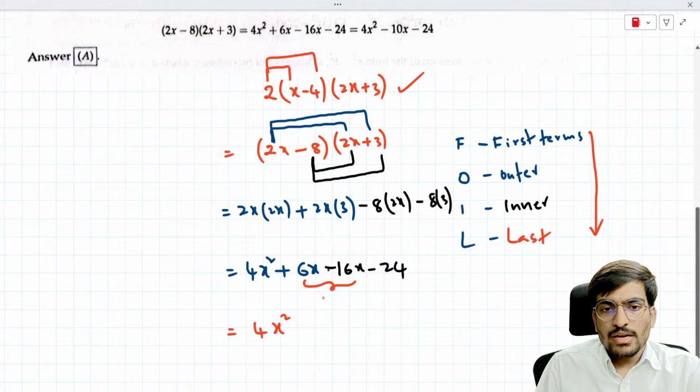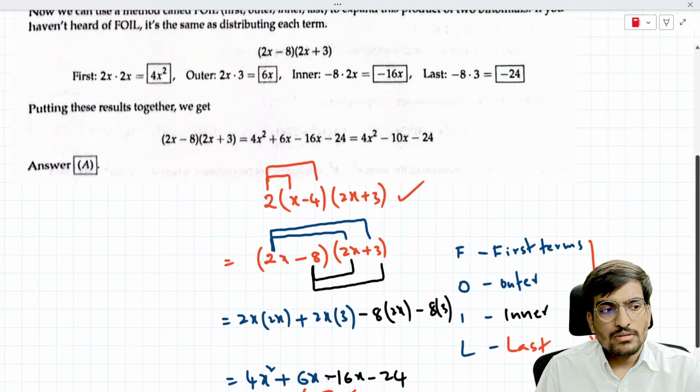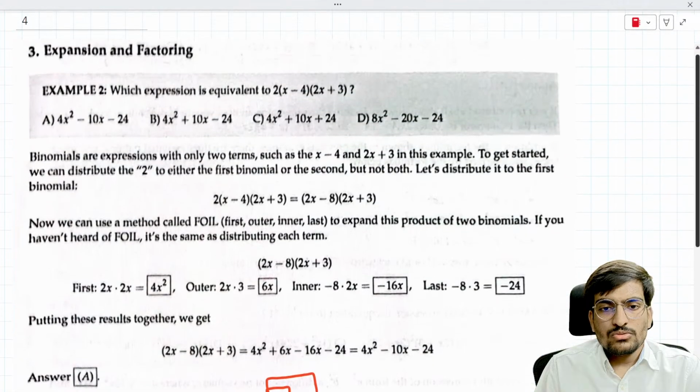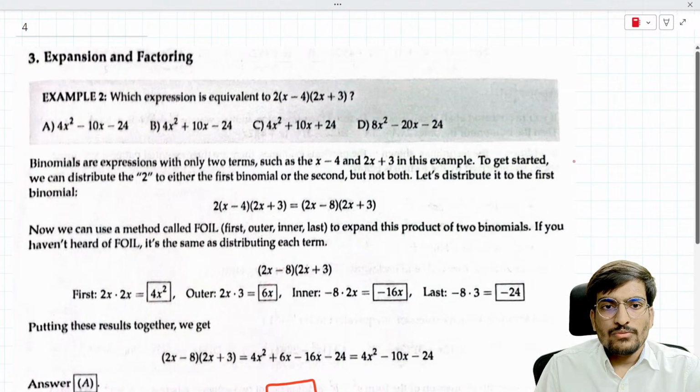4x square and 6x minus 16x, that equals negative 10x minus 24. So this equals 4x square minus 10x minus 24. 4x square minus 10x minus 24. So which is option A, 4x square minus 10x minus 24.